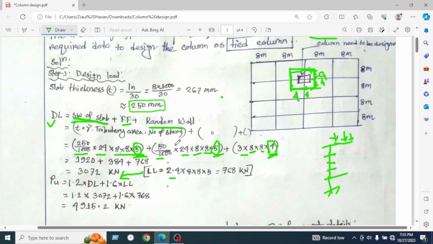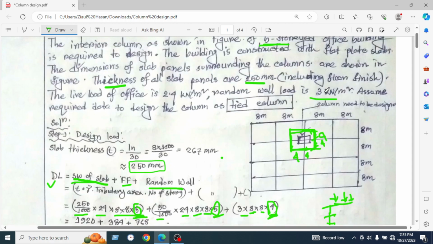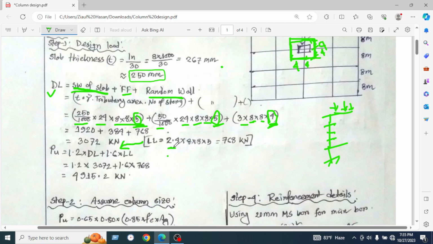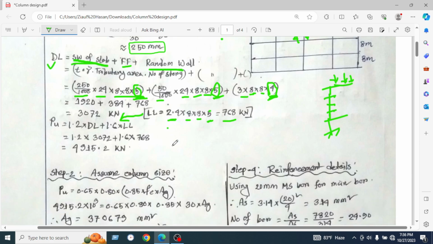2.4 is given in the code or given in the question here. The live load will be taken from the code, which is ASCE 7 or ACI 318-08 or BNBC or other local code. 2.4 kilonewton per meter, 8 into 8, the tributary area of the slab, and divided into 5. 5 means the number of stories. So we will get 768 kilonewton.